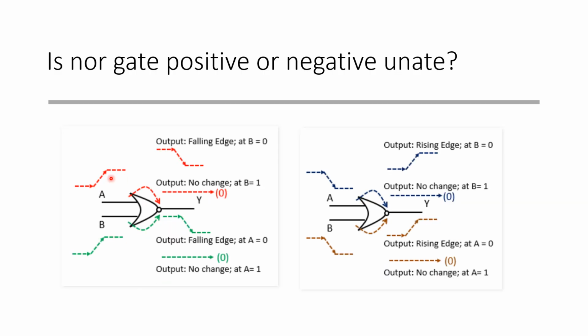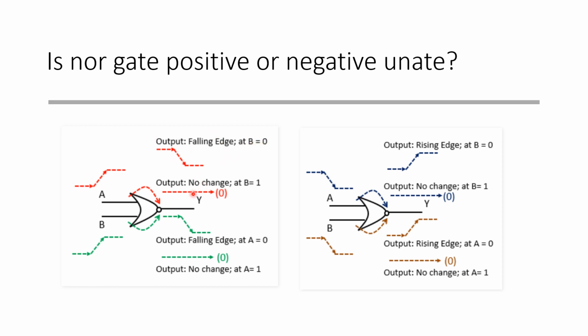So in the last slide we saw an example of an AND gate, which is positive unate. Let us now see a NOR gate. So what happens in a NOR gate? When you have a rising edge on A, you have a falling edge on the output if B is 0.